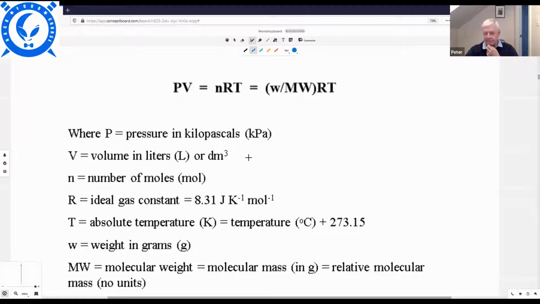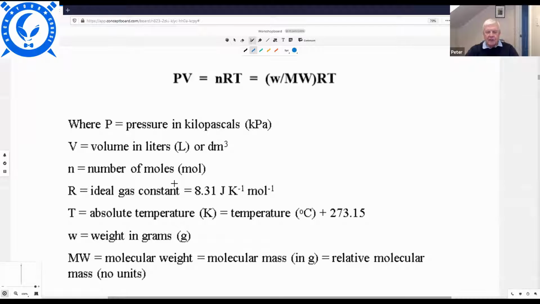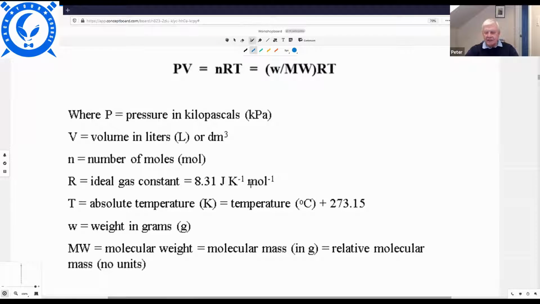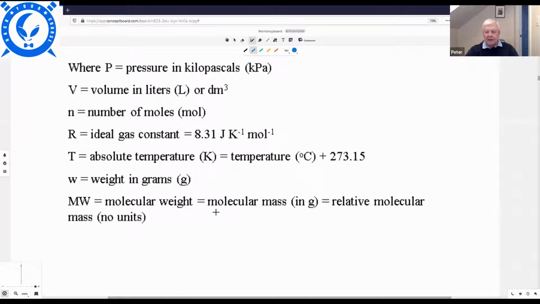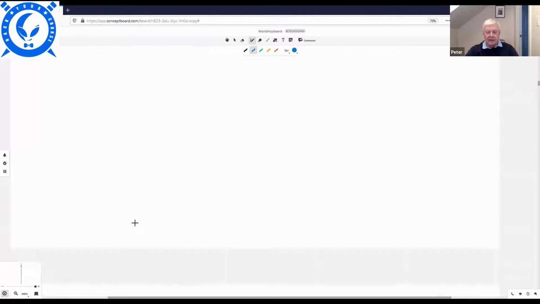The number of moles, of course, the ideal gas constant. This will be given to you on your data booklet. The absolute temperature, of course, has to be used, which is the Celsius plus 273.15, the weight in grams, and the molecular weight, either the molecular mass in grams or the relative molecular mass, which has no units because it's related to carbon-12. Okay? All right, let me illustrate.